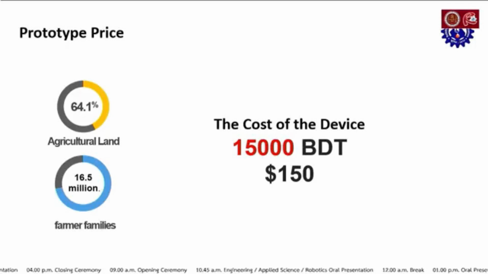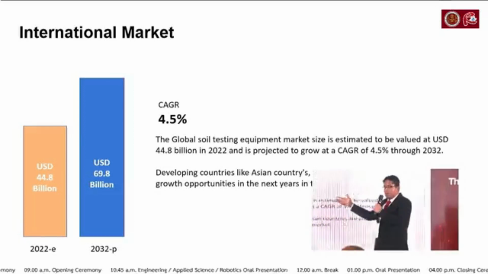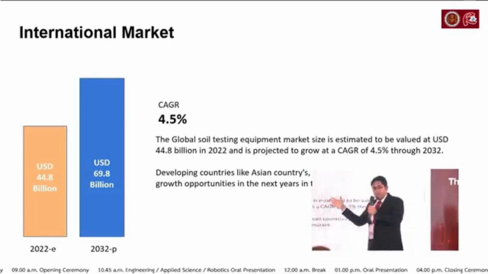In Bangladesh we have 64.1% agriculture and 16.5 million farmer families, so it's a big market here. The international market is also big, because by 2032 the food processing equipment market is projected to reach 69.8 billion.